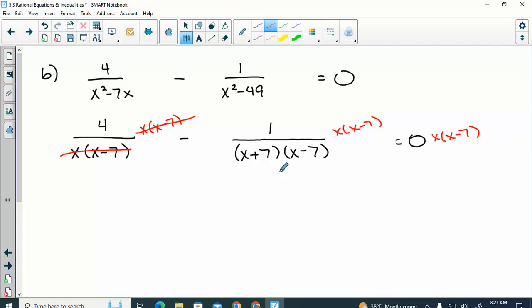What about the second fraction? Alright, so now what do we need to multiply by? We have to do it to everything.